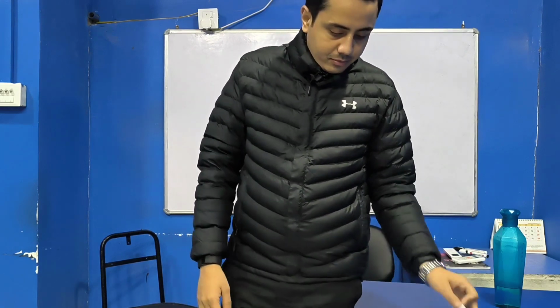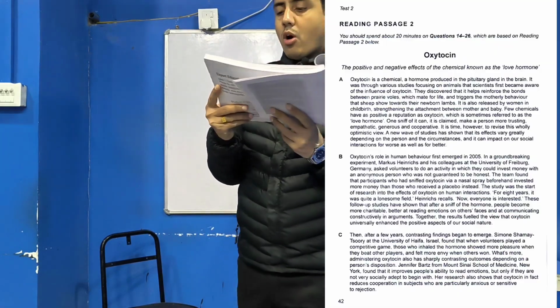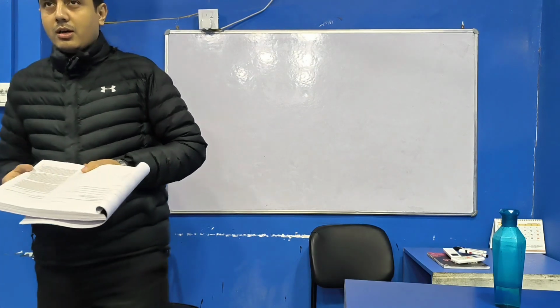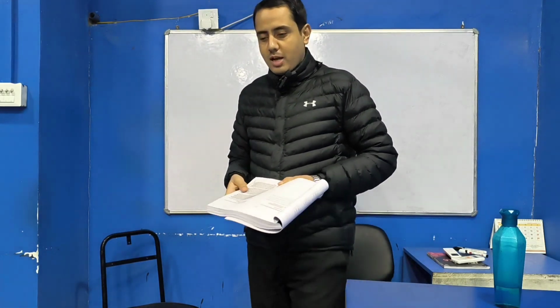So what we do, we look at option A, search that name in the text and read that line. That is what we should do. Anyway, before we search, what is the text about? Oxytocin. What is oxytocin? It sounds like a medicine name, like azithromycin, maybe ibuprofen, who knows? The subheading says it's a chemical known as the love hormone. You know hormones in our body?